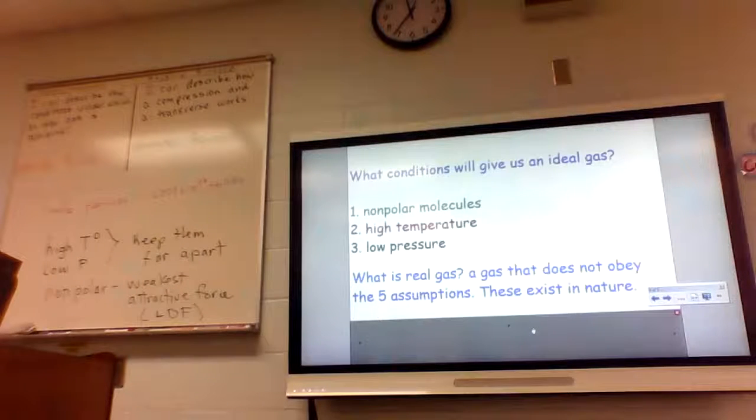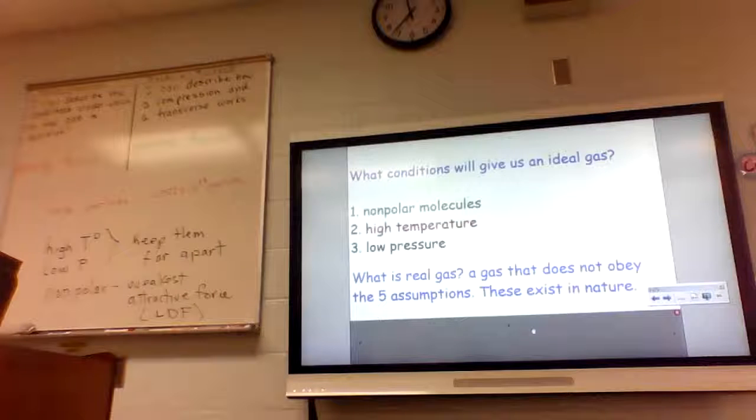Now, in reality, we don't have ideal gases, right? So the flip side of an ideal gas is a real gas. A real gas is a gas that doesn't obey those 5 assumptions, and they exist in nature. Now, we're a first-year class. We're going to calculate ideal gases, not real gases. We don't have the skills yet to calculate real gases.